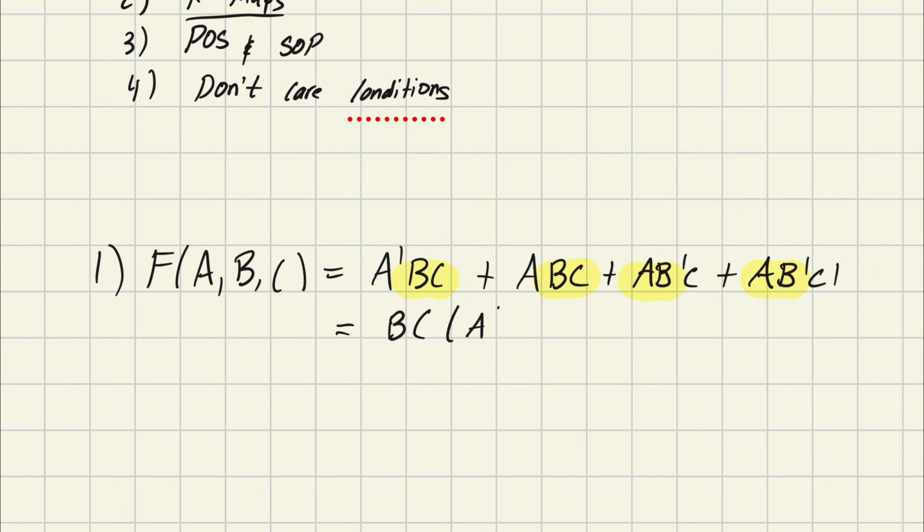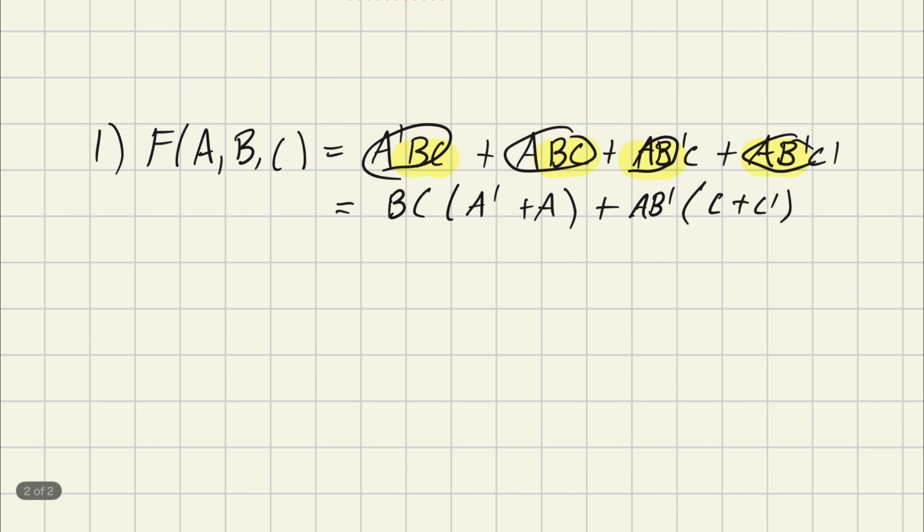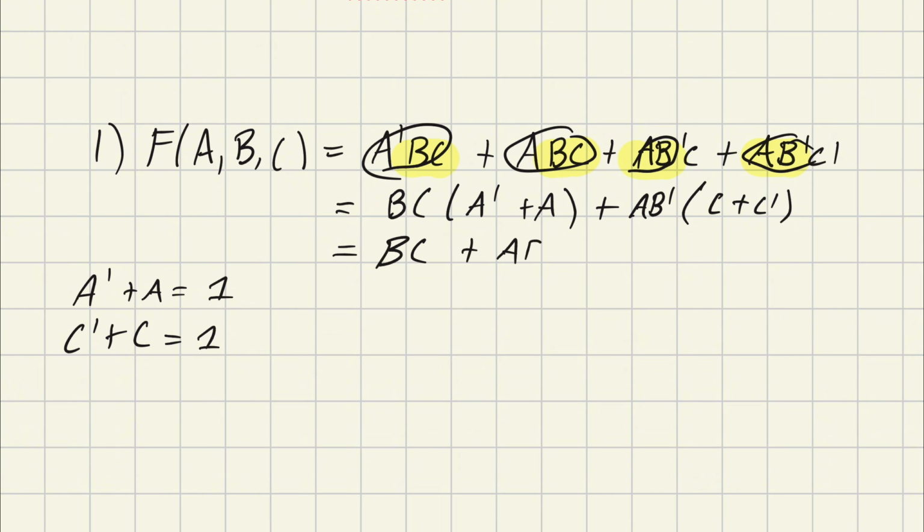BC times (A naught plus A), that's common over here and here, and then A B naught, we can factor that out to get (C plus C naught) over here and over here. Now using our identities, we know that A naught plus A is equal to 1 and C naught plus C is also equal to 1. Therefore, this whole equation simplifies down to BC plus A B naught.